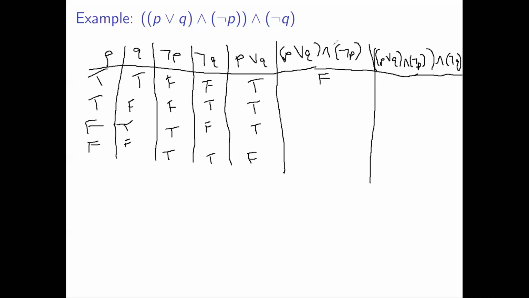So for the conjunction to be true, both conjuncts have to be true. And since we have one of the conjuncts false there, the conjunction is going to be false. Second row, our left conjunct, P or Q, is true. The right conjunct, not P, this one is still false. So the conjunction P or Q and not P is still going to be false because one of the conjuncts is false, the not P.